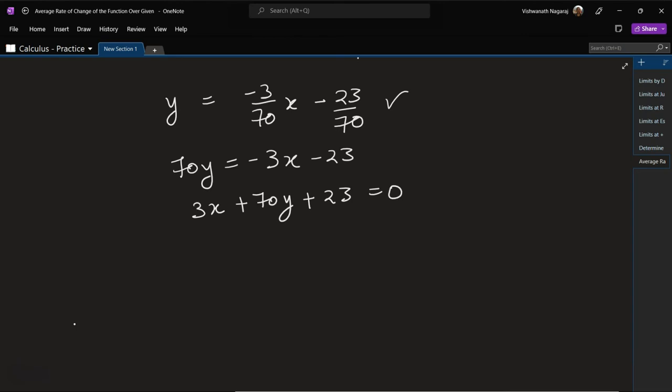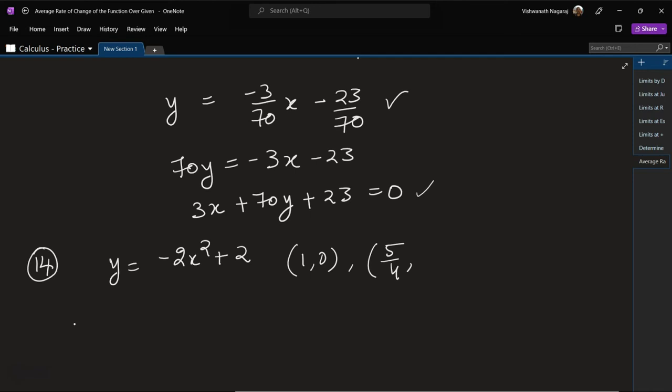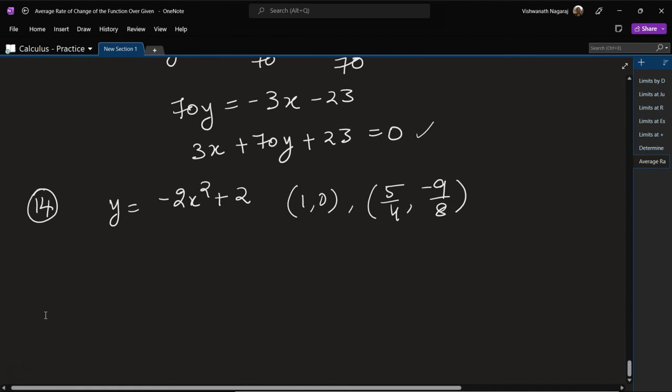So either we can leave it in this form or we can write it like this. Okay, now let's look at the 14th one. Y is equal to minus 2x square plus 2, and the points on the curve are 1 comma 0 and 5 by 4 comma minus 9 by 8. Now one thing we have to be very clear about is, it is given that these 2 points lie on the curve. If you want to verify it, just substitute 1 for x, you should get 0. So x square is 1 square, 1 minus 2 plus 0. Similarly in this.